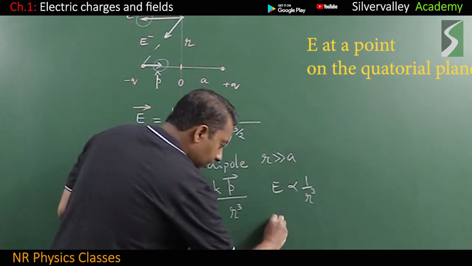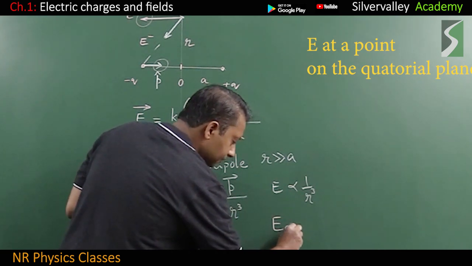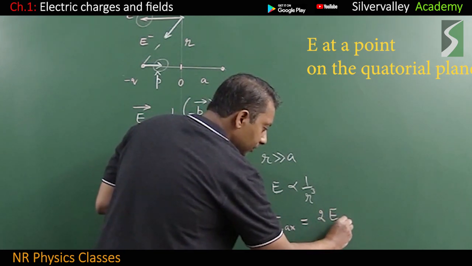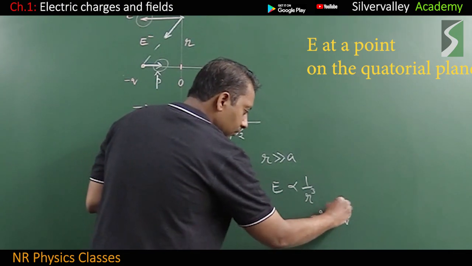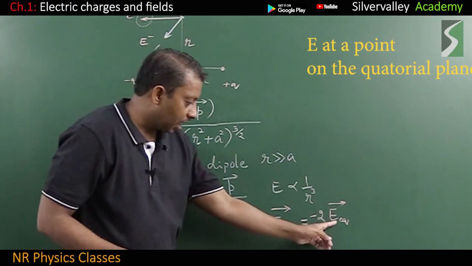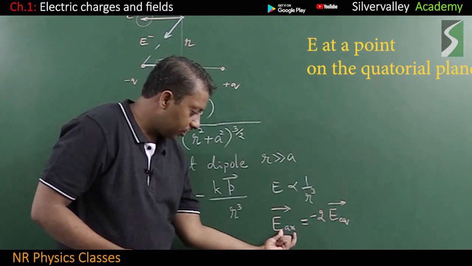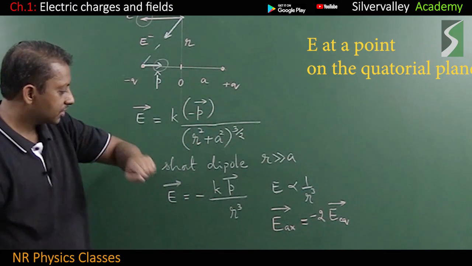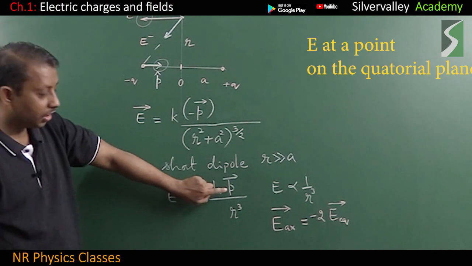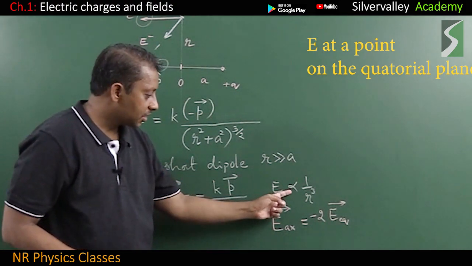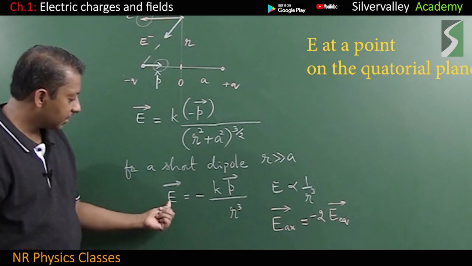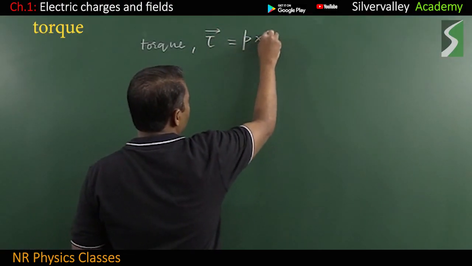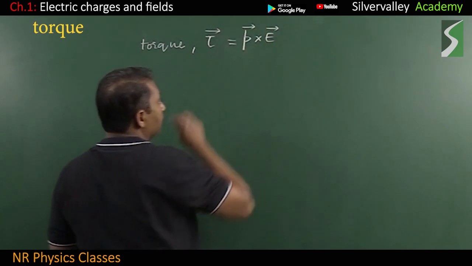Second thing, the electric field at a point on the axis is equal to 2 times the electric field at a point on the equatorial plane with a negative sign. These two directions are opposite, and the electric field at a point on the axis is twice the electric field at a point on the equatorial plane. Recall, in the previous equation there was 2 here. Now 2 is absent. Therefore, we can get this relation. The electric field is opposite to the direction of the dipole moment. Torque is P cross E.